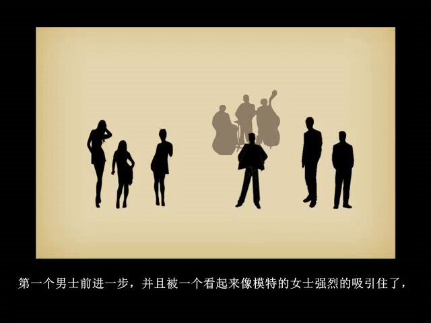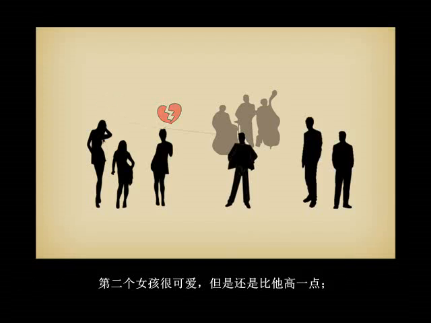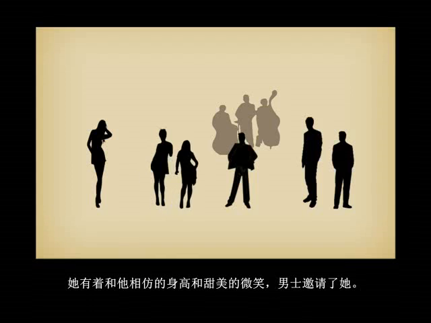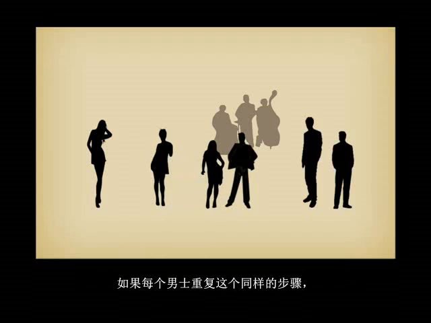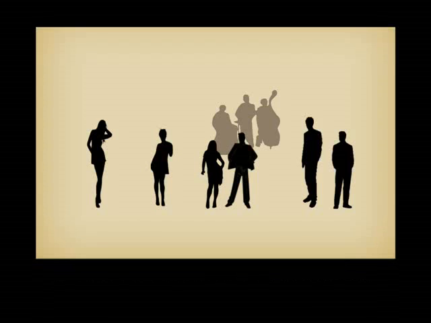The first guy moves forward and is strongly attracted by a girl who looks like a model. Unfortunately, models are tall and our guy is rather short. A second girl is quite lovely, but a tad too tall for him. Finally, he finds a suitable partner who has both the right size and a nice smile, and invites her. If each guy repeats the same process, we have in effect the same algorithm as with the nested loop.